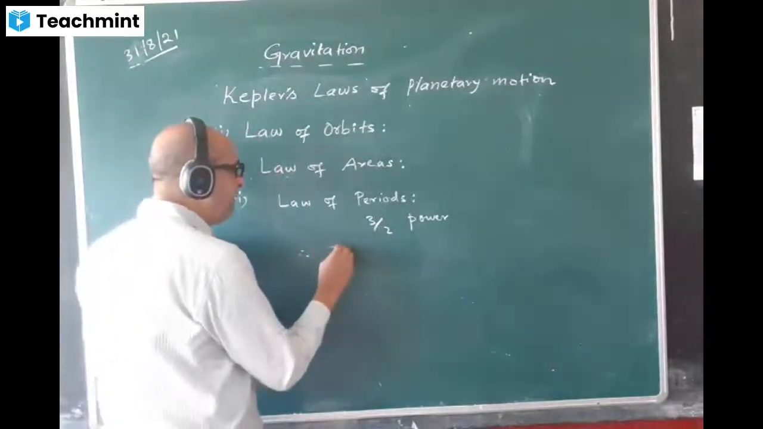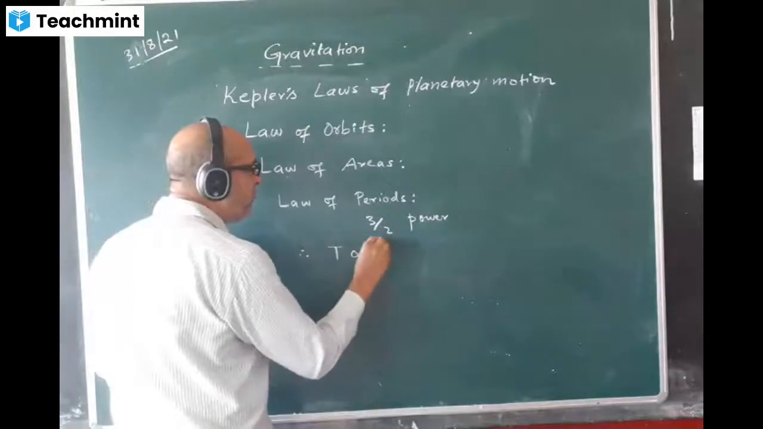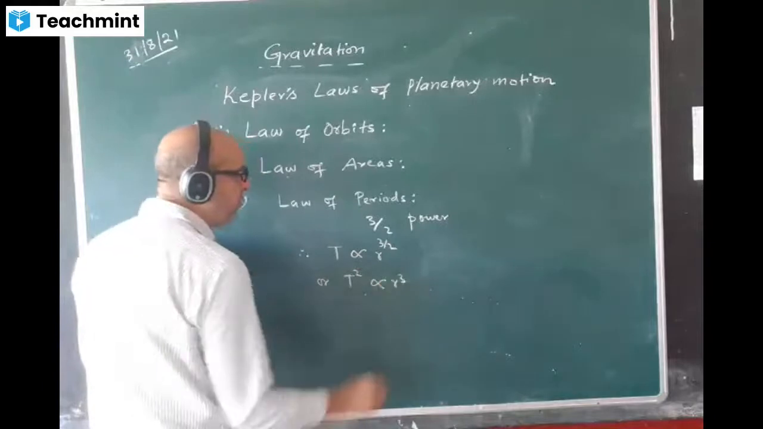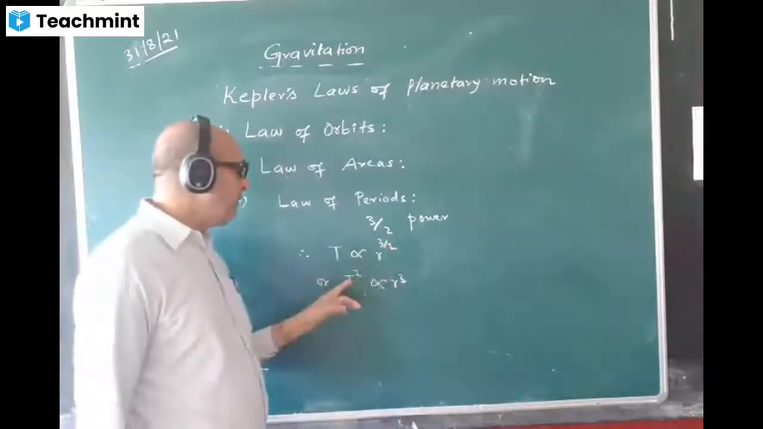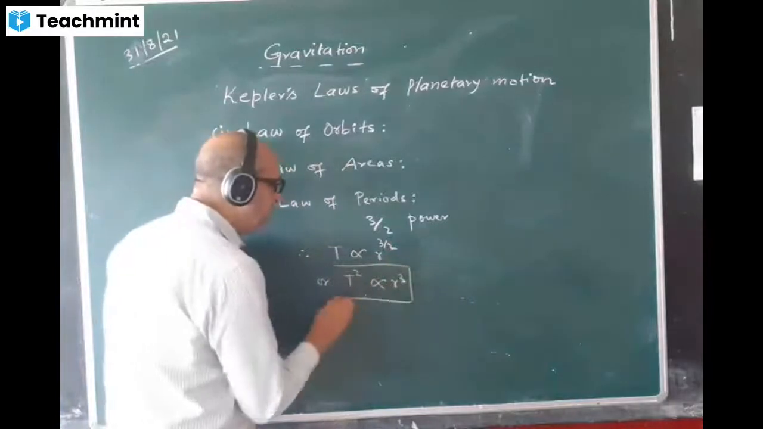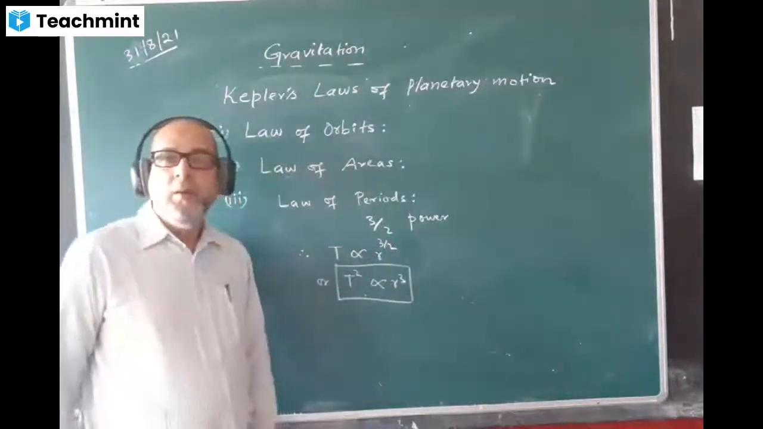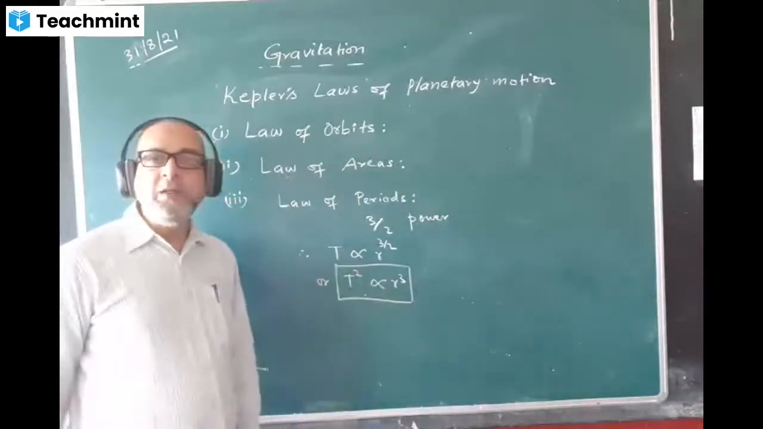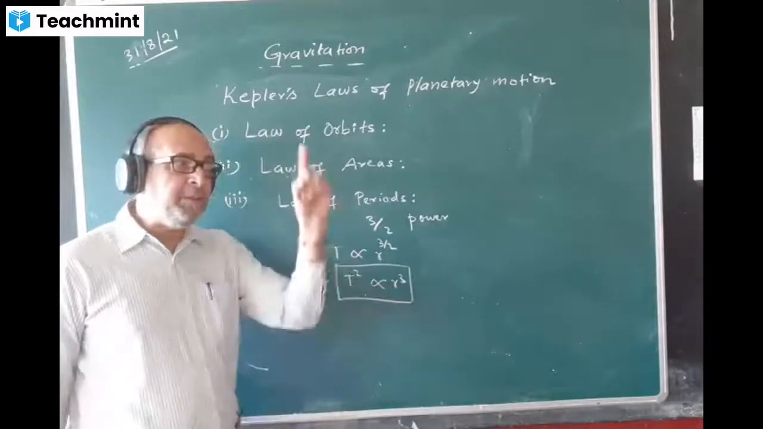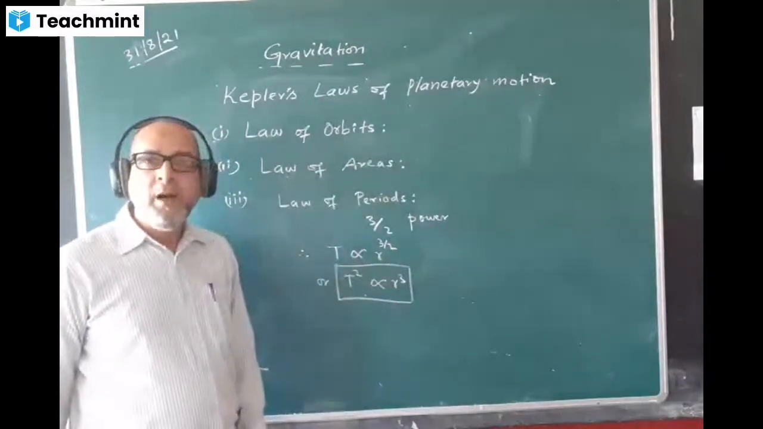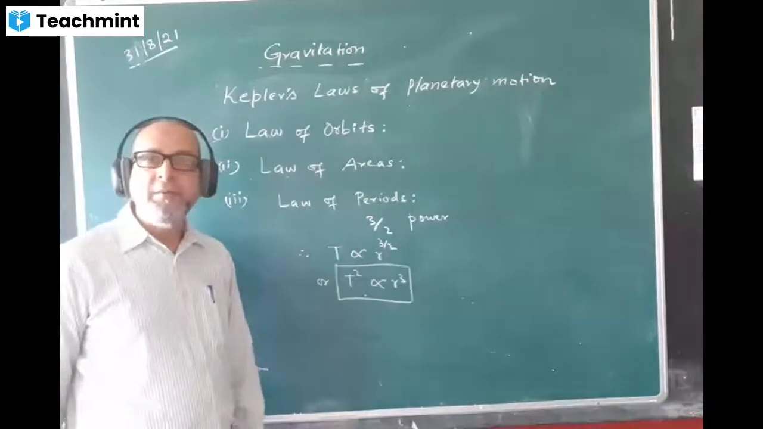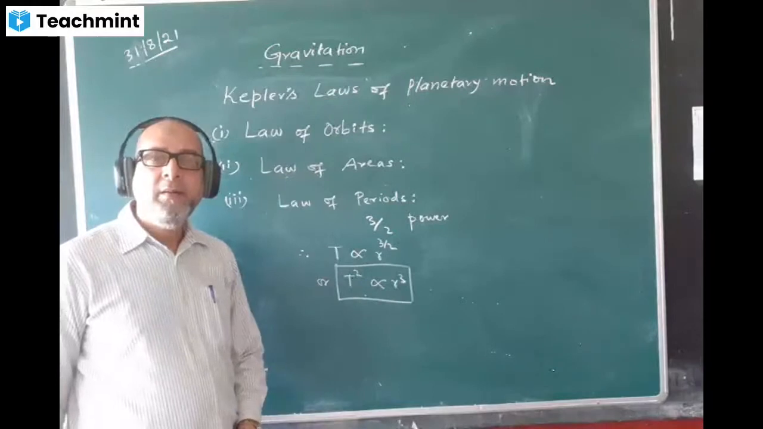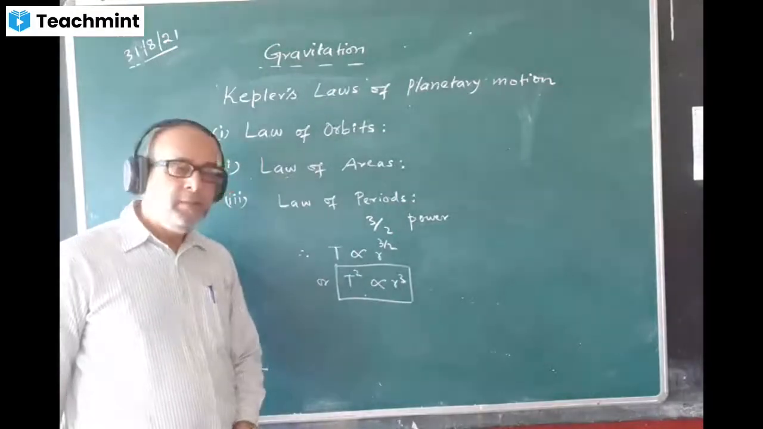Therefore, write P is proportional to R to the power of 3 by 2, or we can write P square is proportional to R cube. When you square both the sides, the 2 will go. P square is proportional to R cube. R is the mean distance between the planet and the sun. Are you done?